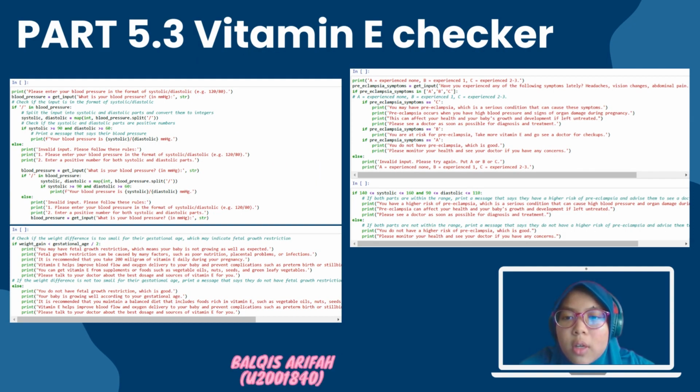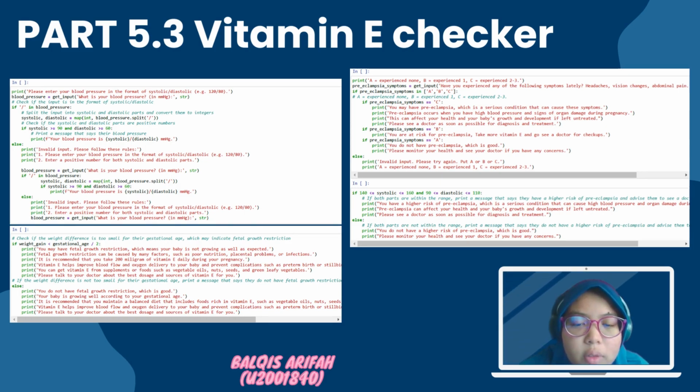Last part, vitamin E checker. Firstly, we will ask for the blood pressure in the form of systolic and diastolic, and then next, we will compare the weight gain to gestational age divided by 2. So if the weight gain is smaller than the gestational age divided by 2, which is in weeks, we will say that they have fetal growth restriction, which also indicates that they have low vitamin E. But if it is greater or equal, then they do not have fetal growth restriction.